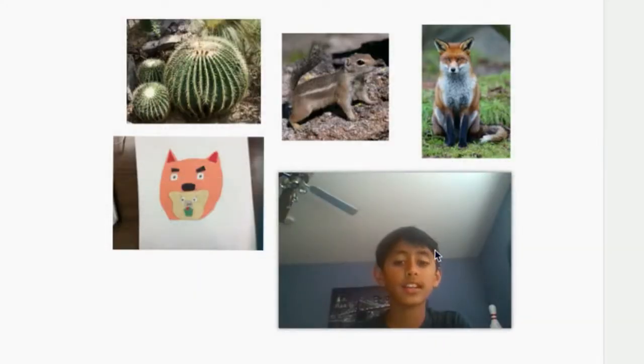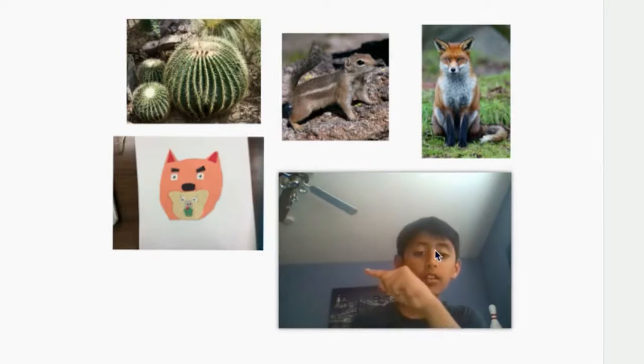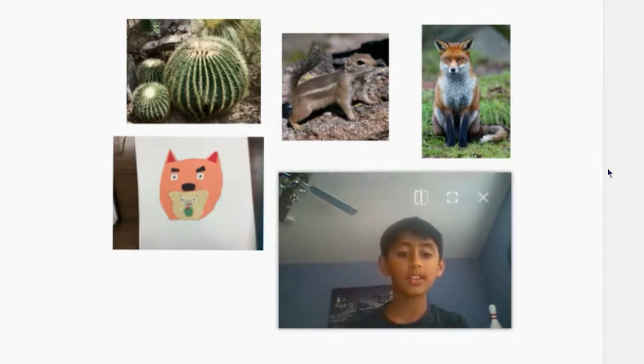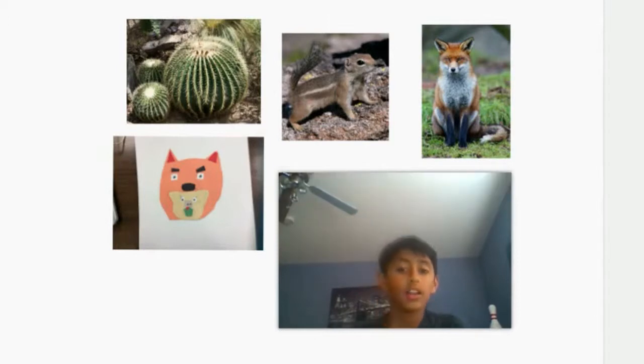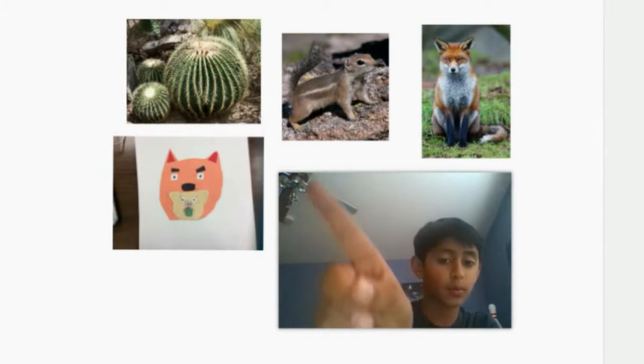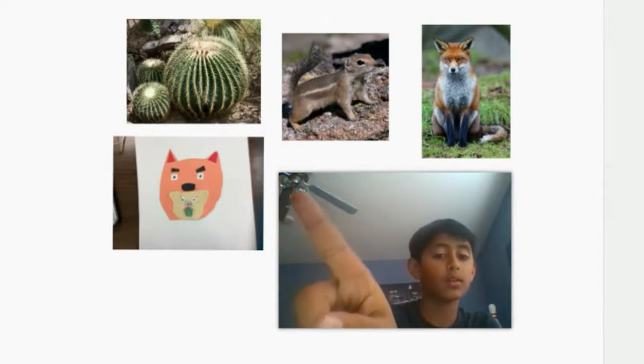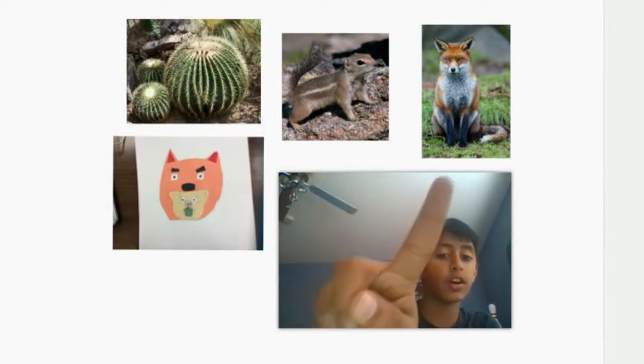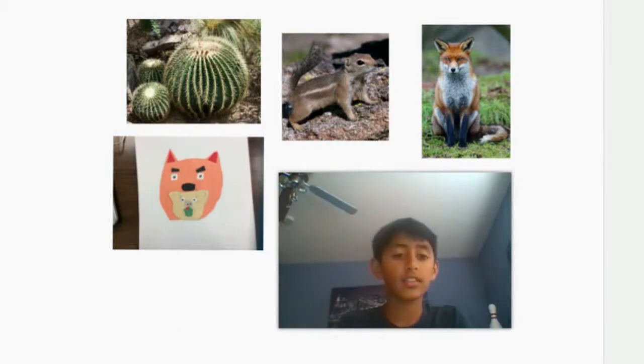Hi, my name is Chase Karthik, and I'm going to tell you about my food chain art. It's basically in Arches National Park. That plant right over there is called the barrel cactus. What eats the barrel cactus is right here, the antelope squirrel. And what eats the antelope squirrel? The fox. And so that is my food chain art for Arches National Park.